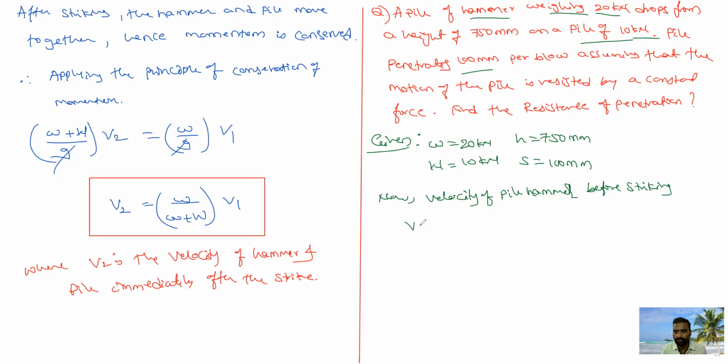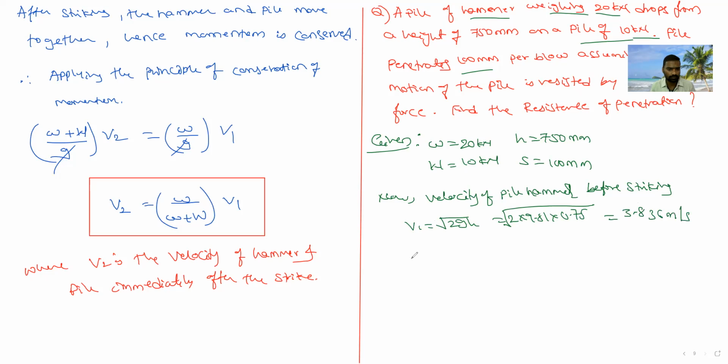What is that one? V1 is equal to under root 2gh. So 2 under root of 2 into 9.81 into h, which is equal to 0.75. Let's calculate the value of V1. It is 3.836 meter per second. Is it correct? Okay.